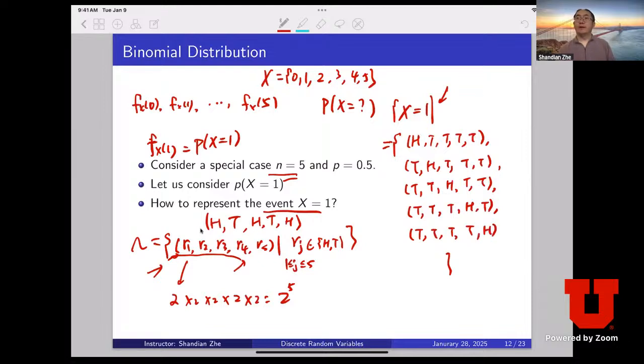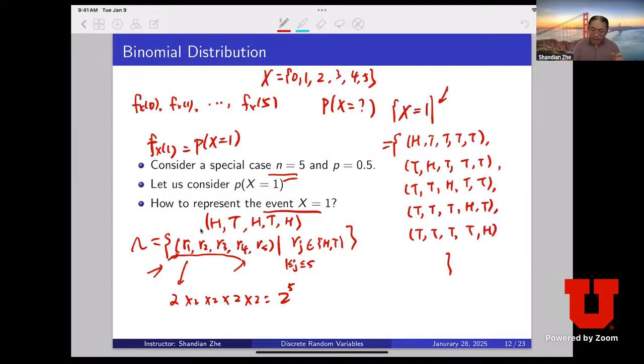Right? Is there any other sequence not listed here? No, right? Because these are all the sequences that contain only one head. There won't be any other sequences containing one head, because the one head can appear in the first result, second, third, fourth, or fifth. It can't appear in other places, right? We only have 5 trials. Okay, does it make sense?